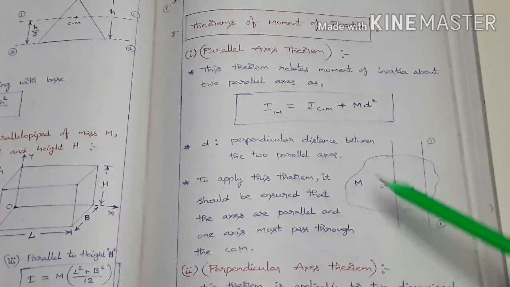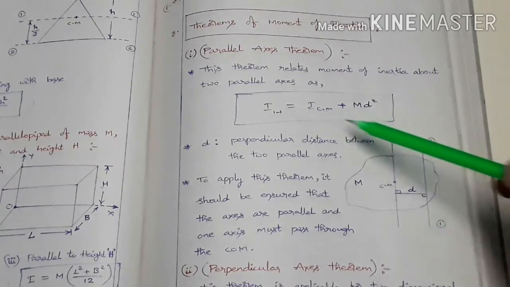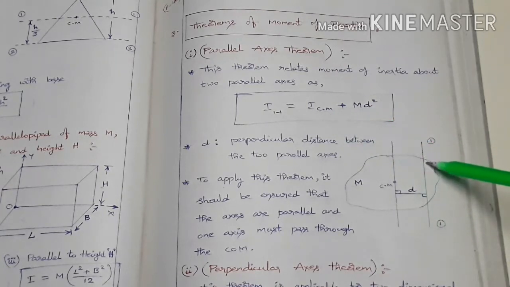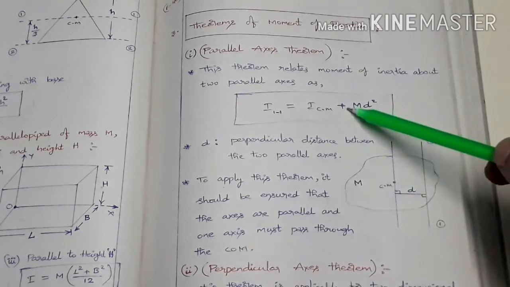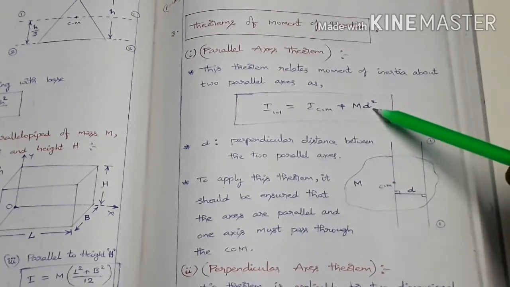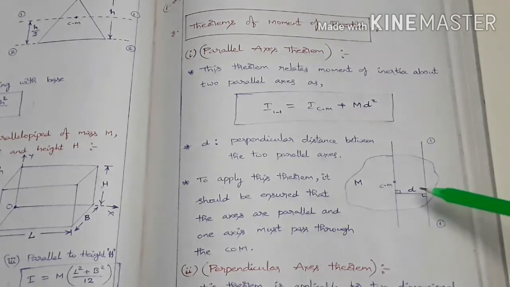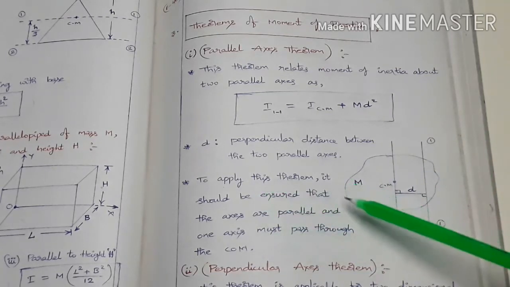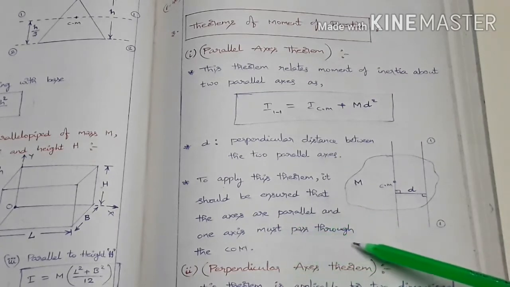Okay. So moment of inertia about this axis is equal to moment of inertia about a parallel axis, parallel to this one, which is passing through center of mass, plus mass of the body into d square. What is d? D is the perpendicular distance between the two parallel axes. So keep in mind, out of the two parallel axes, one must be passing through center of mass of the body. To apply this theorem, it should be ensured that the axes are parallel and one axis must pass through center of mass.